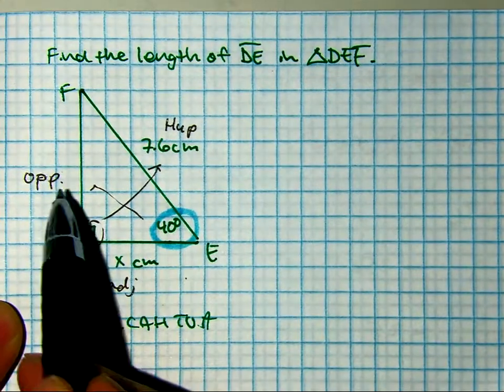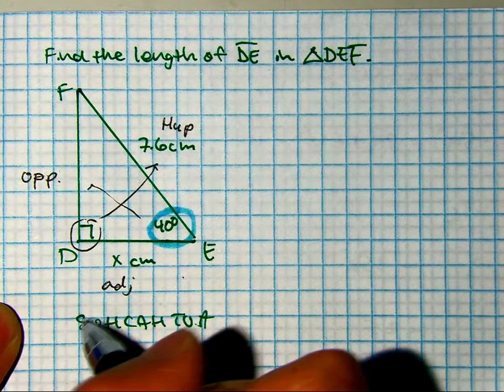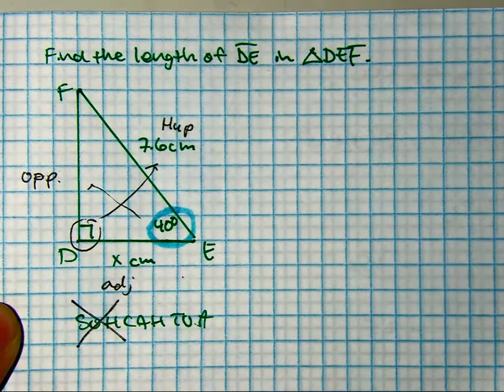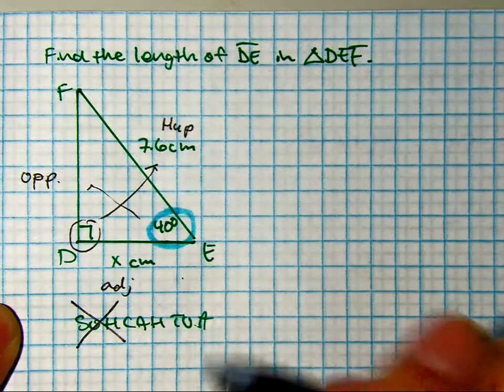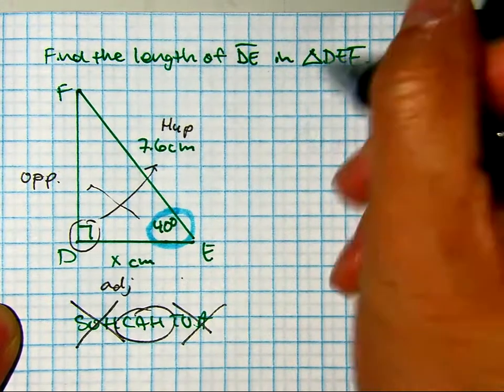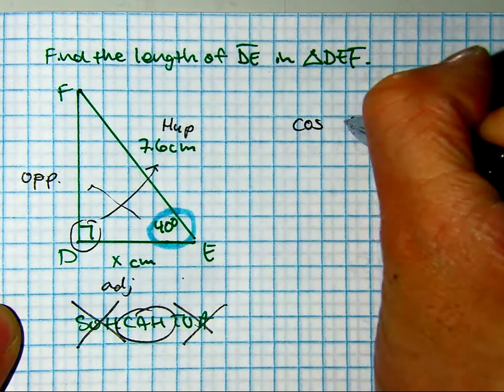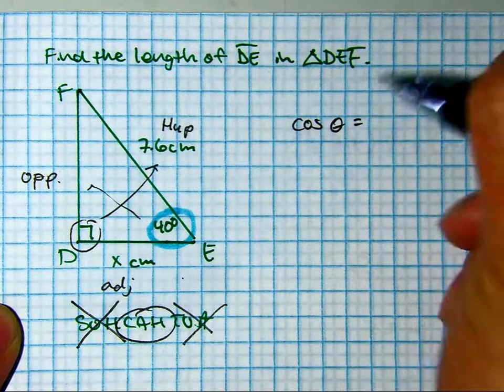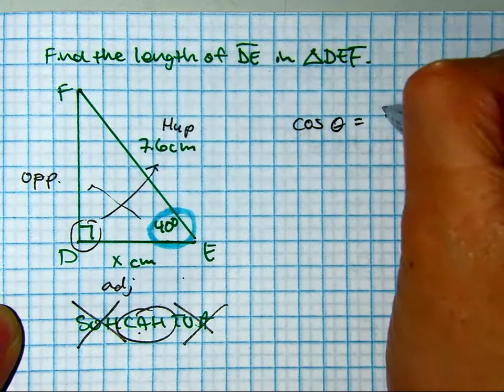Well, in this problem there is no opposite, so I'm going to cross off the sine function. I don't have the opposite here, so I can't use tangent, so I'm going to use cosine. Cosine of an angle is equal to adjacent over the hypotenuse.